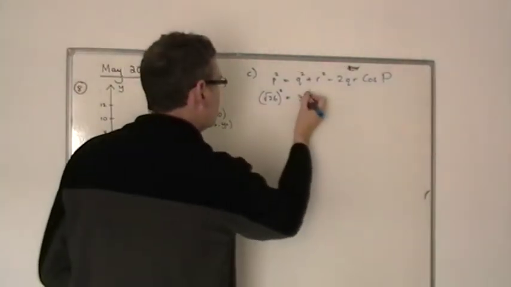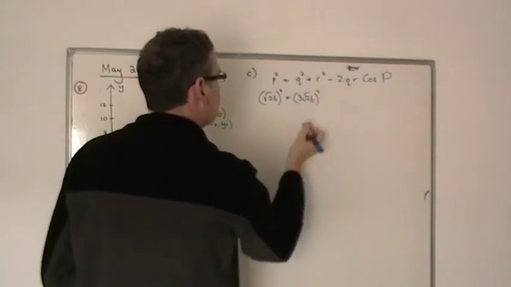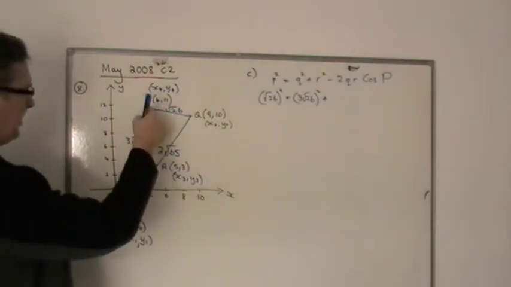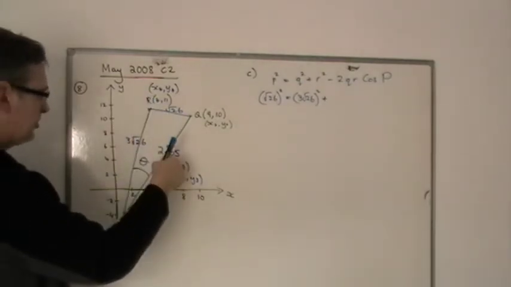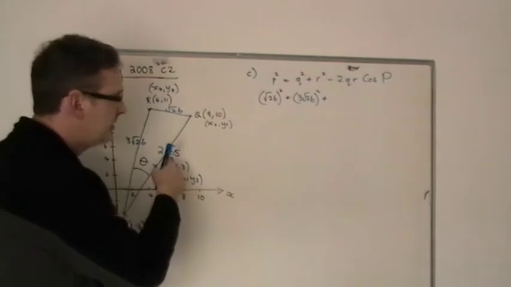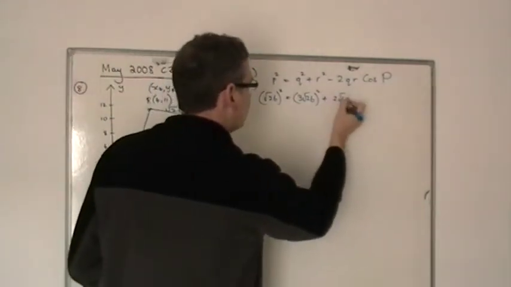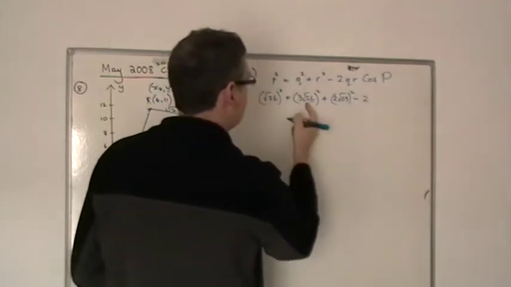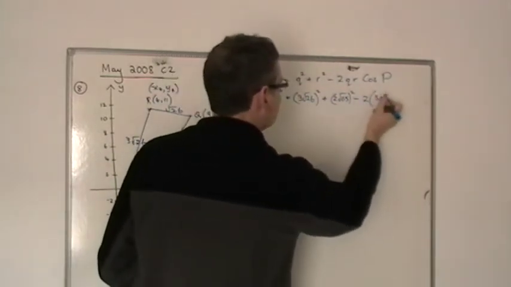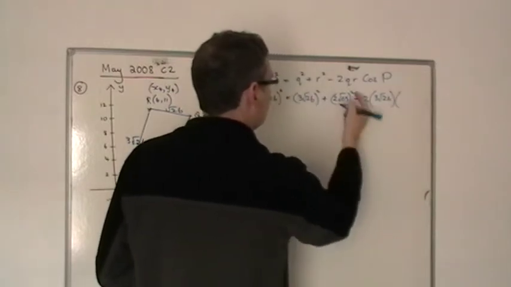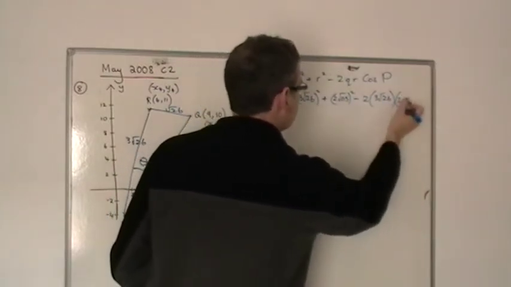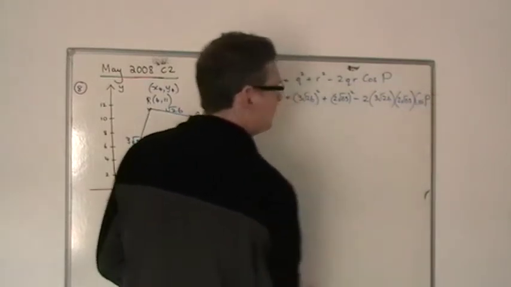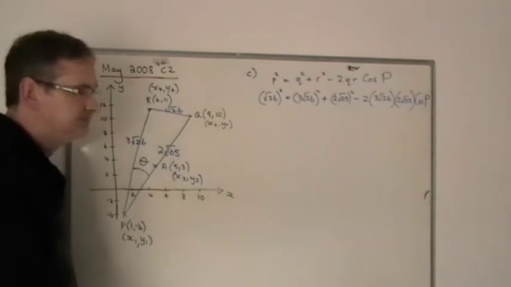So you get 3 root 26 must be squared. Plus little r. Well, there's big R in this corner here, big R angle R. 2 root 65 is little r. So I've got to square it. 2 root 65 needs to be squared. Minus 2 lots of q, well q is this thing, 3 root 26, by r, that's 2 root 65, and just squeeze in at the end cos P. I'll leave it as P for the moment.